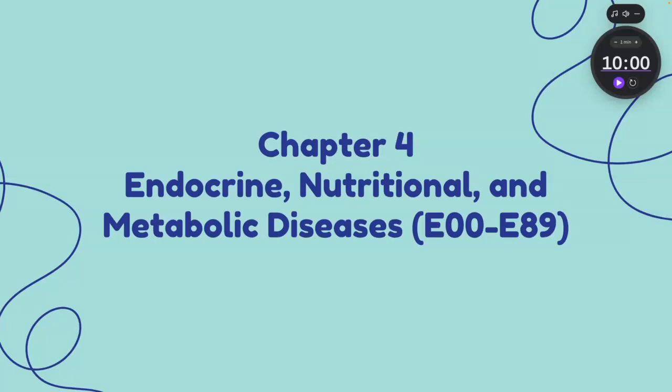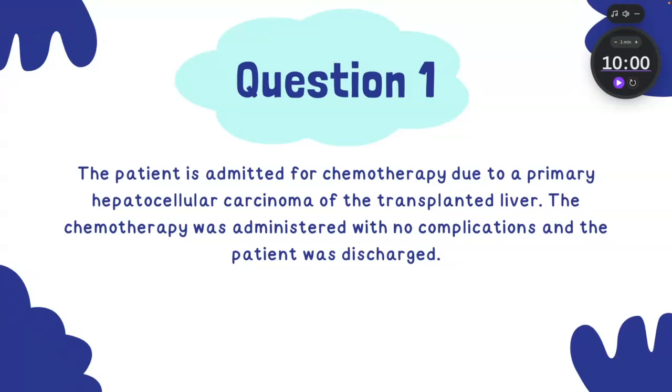All right, so our first scenario, the patient is admitted for chemotherapy due to a primary hepatocellular. Wait, that scenario looks like it's wrong. Yeah, I feel like we did that scenario previously. Okay, what we're gonna do is take a 10-minute break, and I'll have the correct scenario up because this is not the scenario. I think we did this the other day. I'm sure we did. So let's take a break real quick.